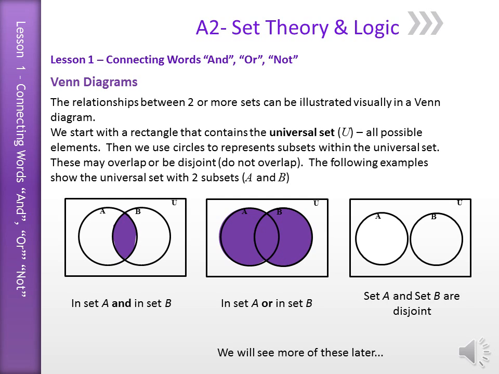The following examples show the universal set with two subsets, A and B. In the first case, we have set A and set B, so it's only those that are in both sets. Then we have in set A or in set B, so it would have all the elements in A and the ones in set B all together. And in the third example, set A and set B are disjoint. There are no common elements.